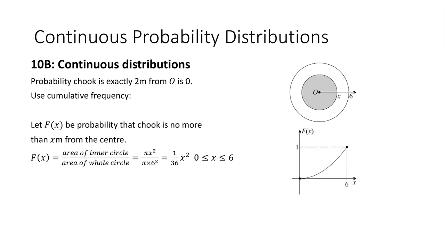So using cumulative frequency, what I could say is, if that's x, what's the probability the chook is no more than x from the centre, so it's out as far as whatever x is? So if x is a particular value, then I just work out the area of that inner circle and the area of the whole circle, it's one over the other. So the probability of the chook being no more than x from the centre is x squared over 36. So I could actually draw that like this, couldn't I, there?